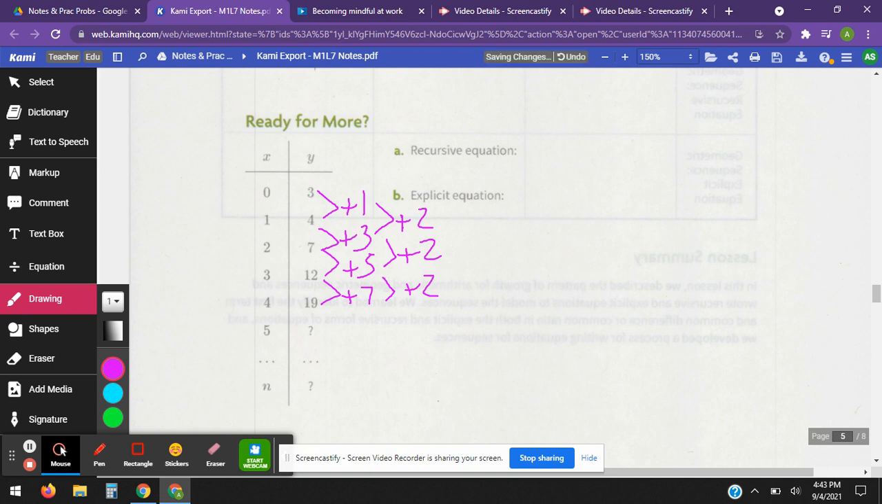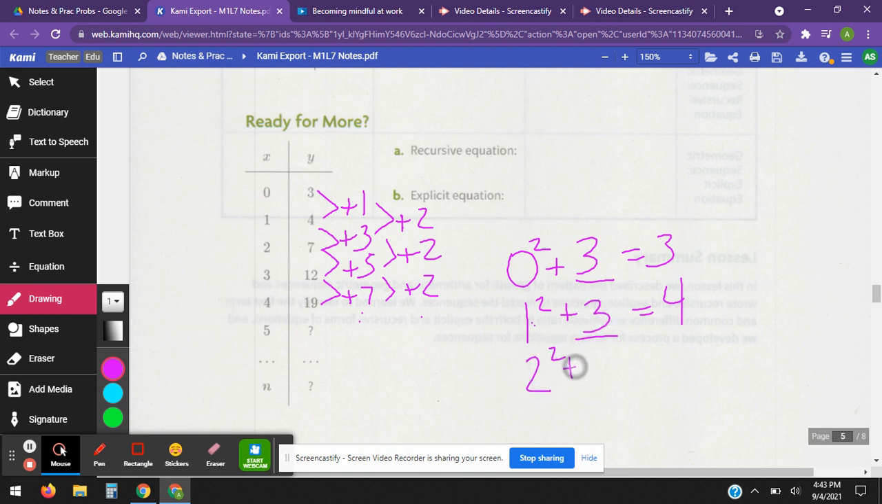And so let's say there are 2 sets of them. Okay, so think of 2 sets. If I take my x and I square it, 0 squared plus what equals 3? Well, it's 3. But if I did 1 squared plus what equals 4? Well, 1 squared is 1. 1 plus 3 is 4.